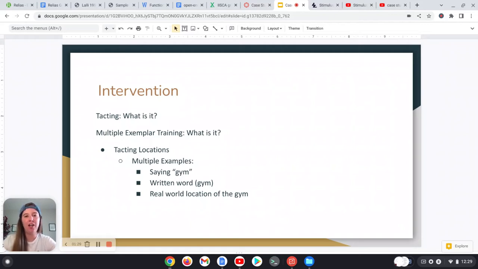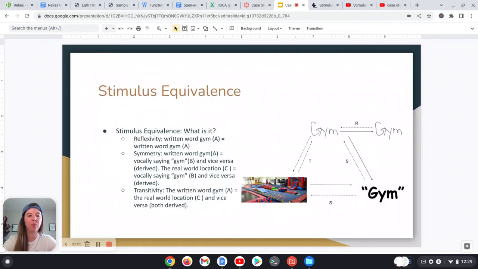So for example, if I showed you a picture of a blue car and said, "What is it?" and you said car, and then I showed you a real world example of a car in a parking lot and said, "What is it?" and you said car, and then I showed you a picture of a race car and asked you what it was and you said car, then you would be tacting different examples of that car to help generalize and expand those tact repertoires. Like I said, for this given intervention, we are going to be tacting multiple locations. So for the word gym, it'd be saying gym, the written word gym, and the real world location of a gym.